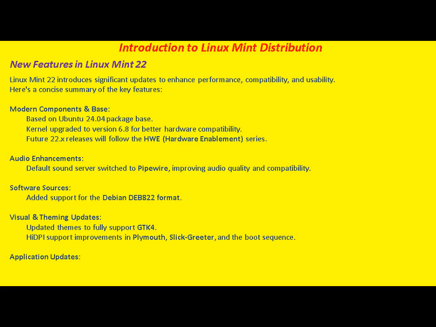And the last update is for the application updates. Pix added JXL, JPEG support with a new thumbnail, so your JPEG files, that is your picture files, have support for the latest versions. So these are the new features for Linux Mint. And the last one is migration of software from libsoup 2 to libsoup 3 for improved web features.